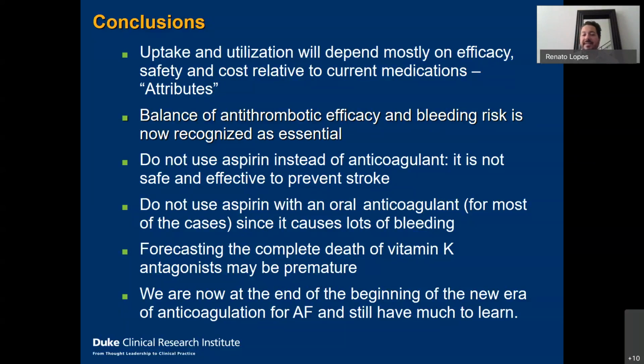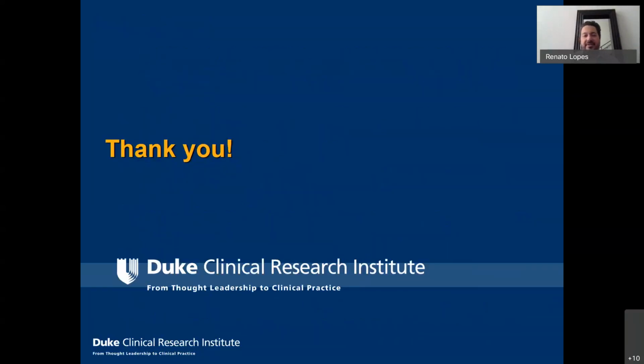And that's why now I say that we are getting to the end of the beginning. It's still the beginning of a new era, but we know a lot about NOACs and we are getting to the end of this beginning. We still have a long journey to go, learning more about NOACs to be able to give the best to our patients. Thank you very much for your attention.